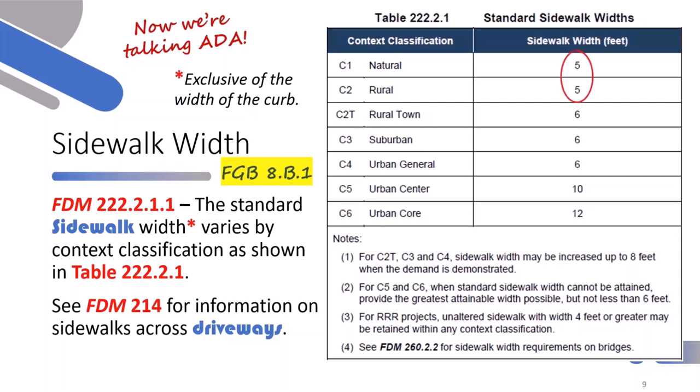Now, 5 feet in context classification C1 natural and C2 rural, 5 feet is going to be the narrowest sidewalk that the DOT generally is going to provide within a new construction or reconstruction project. Now, if existing sidewalks in 3R projects have not been included in the scope for improvement, then existing 4 feet or greater sidewalk widths can remain in any context classification. But ideally, for new construction and reconstruction, 5 feet is going to be the narrowest sidewalk provided by the DOT.